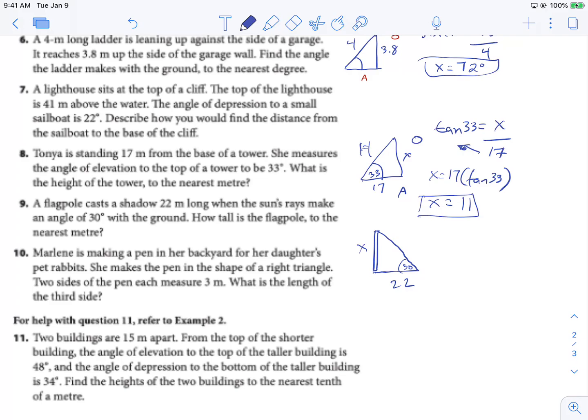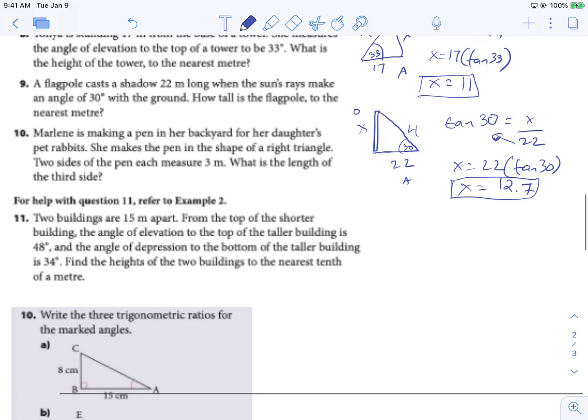Well, that's our x. So when we label this, this is our opposite, this is our adjacent, this is our hypotenuse. So we're definitely going to need to use tan. So tan 30 equals our opposite, which is x, over our adjacent, which is 22. And then we can just multiply that up. x equals 22 times tan 30. So we get 22 times tan 30. x equals 12.7. Excellent.